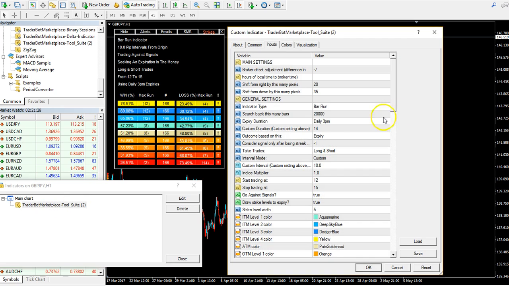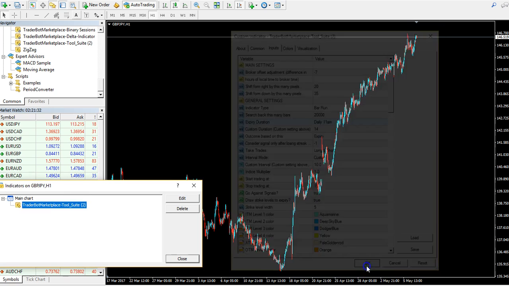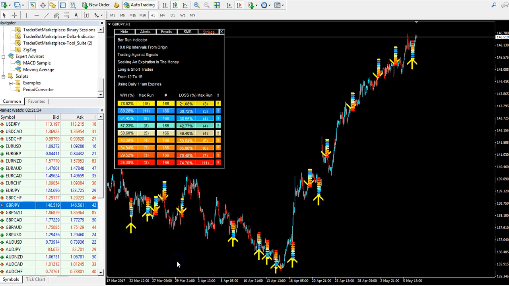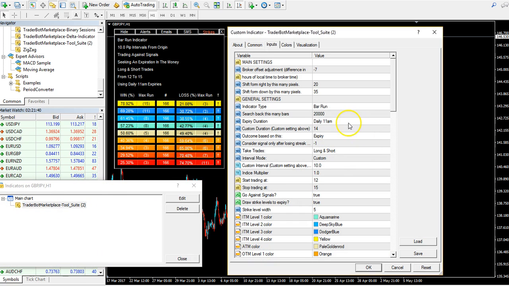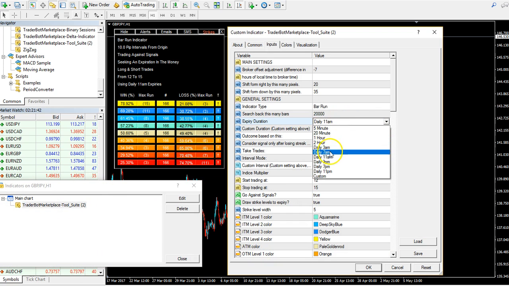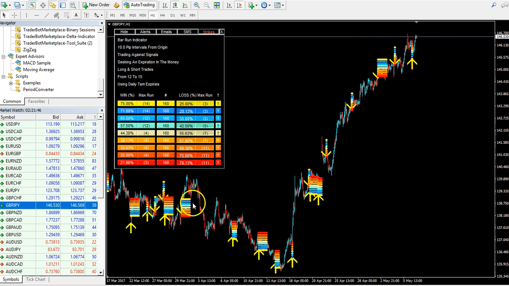What if I find out that the 3 p.m. expiry is just not working? Why don't I look at an 11 a.m. expiry? Let's just check that out. 50%? No, I want something 60% or better. What if I look at a 7 a.m. expiry? 44%? No.